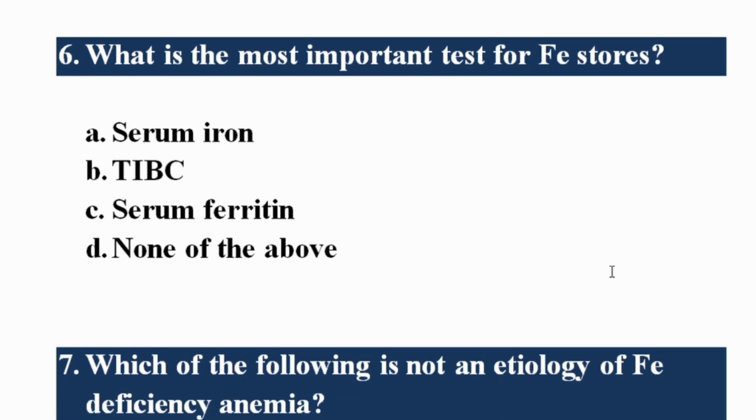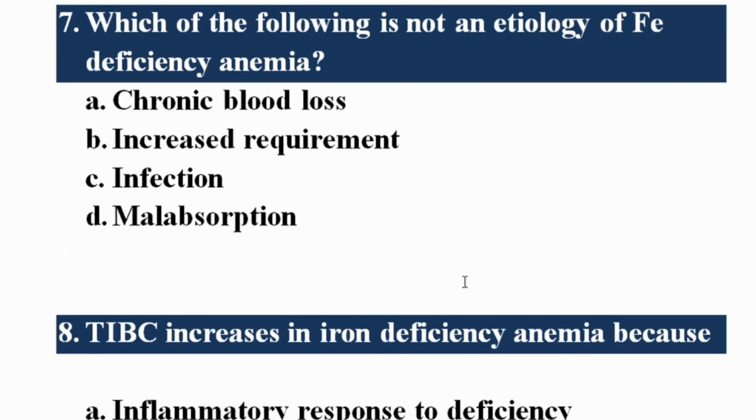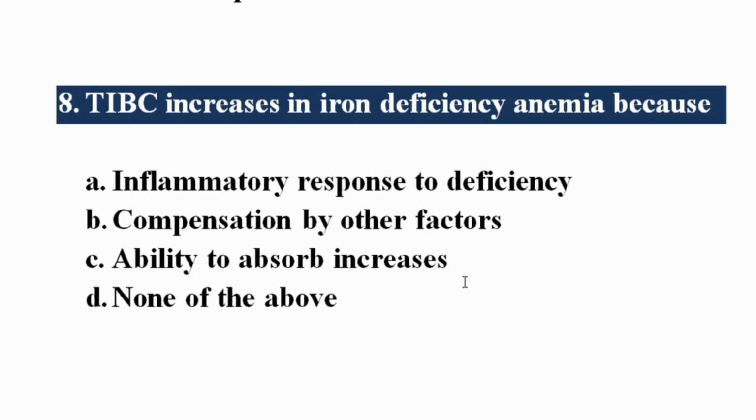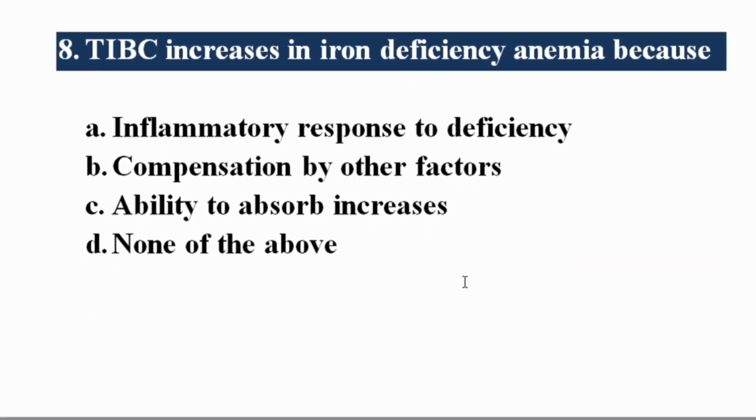What is the most important test for iron stores? The right option is Charlie, serum ferritin. Which of the following is not an etiology of iron deficiency anemia? The right option is Charlie, infection. TIBC increases in iron deficiency anemia because the right option is Charlie. Ability to absorb increases. TIBC stands for total iron binding capacity.